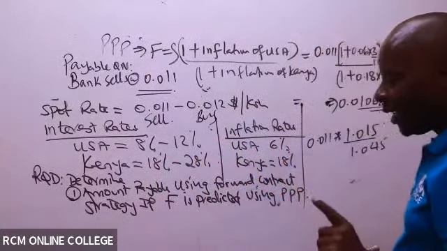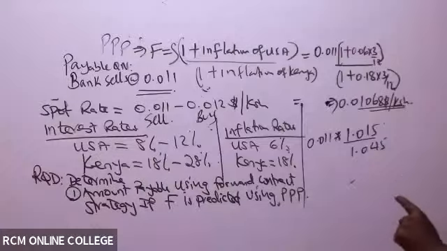Are you sure, Joy? It is 1068 or 0.01068? Don't miss that 0 out.